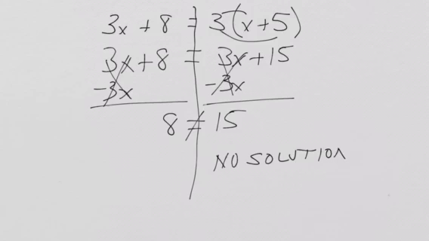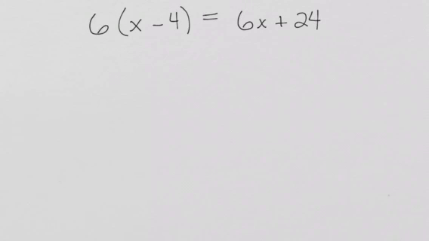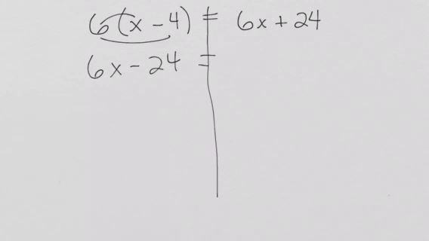to this problem. In other words, no matter what I do, I can't find an answer for x that will work. There's just nothing you can put in for x that'll make that statement true. No matter how hard you try, you can't find an answer. Okay, let's try our next problem. Once again, we need to clear the parentheses by using the distributive property. And we get 6x minus 24 equals 6x plus 24.